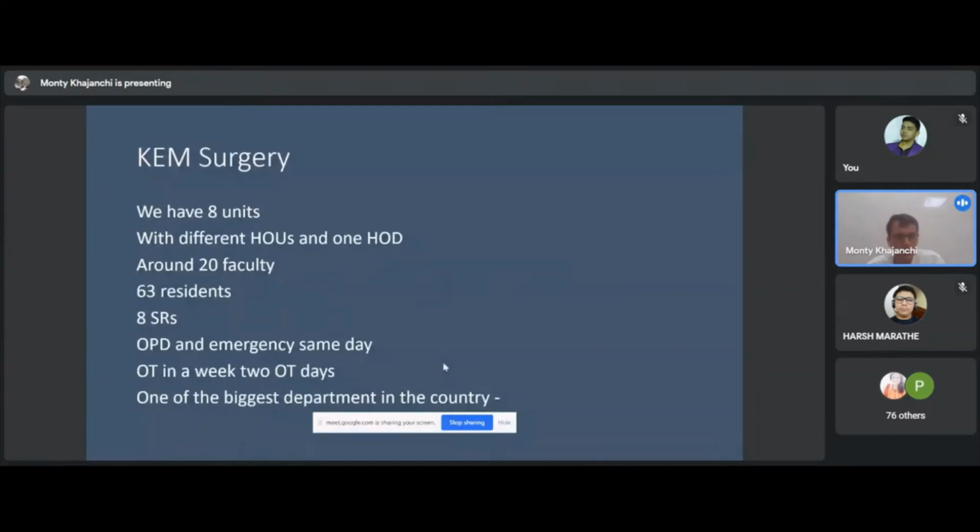OT is 2 days in a week. We have OT days, and as I said, we are one of the biggest departments as far as my knowledge goes. So know the faculty, the residents, the SRs, so that you can approach them better and make better use of all of these people. I'm telling you, the residents, third year, second year will be your point of contact. They will be teaching you the most if you gel with them best.